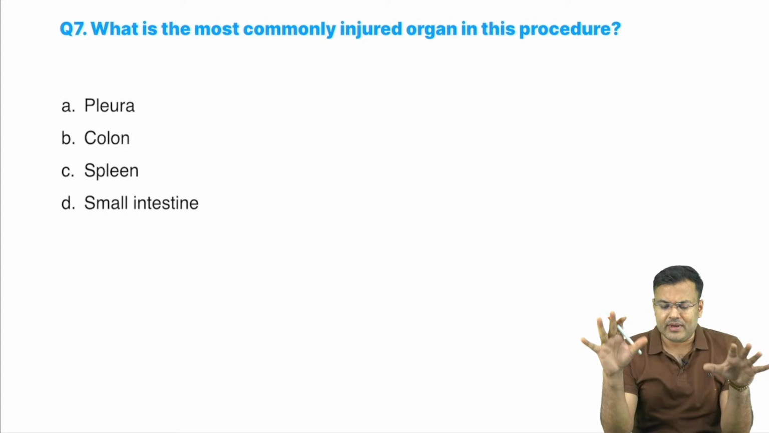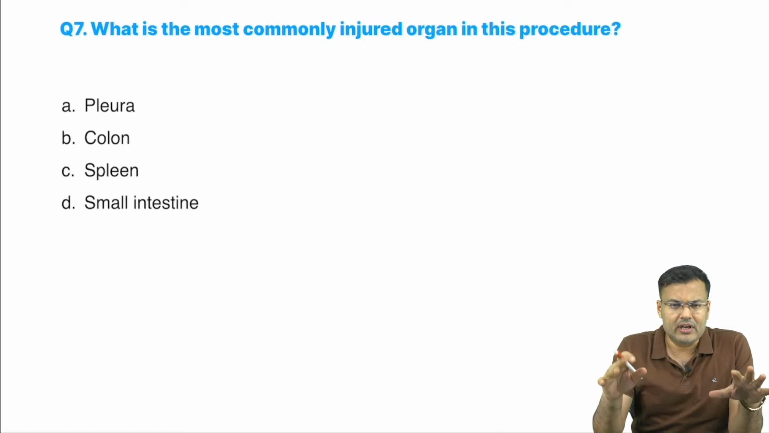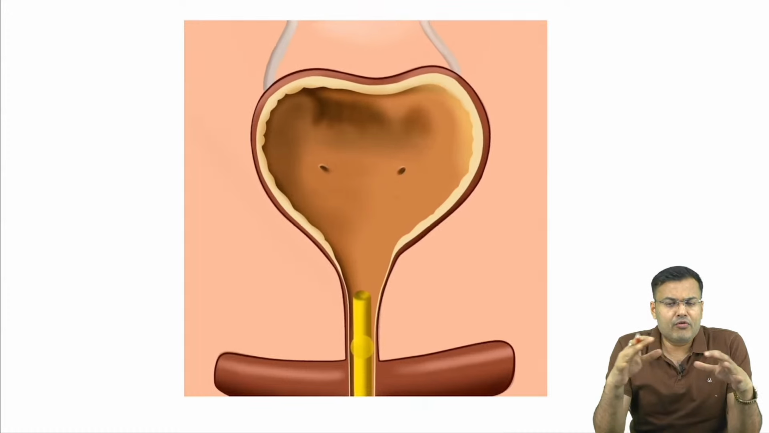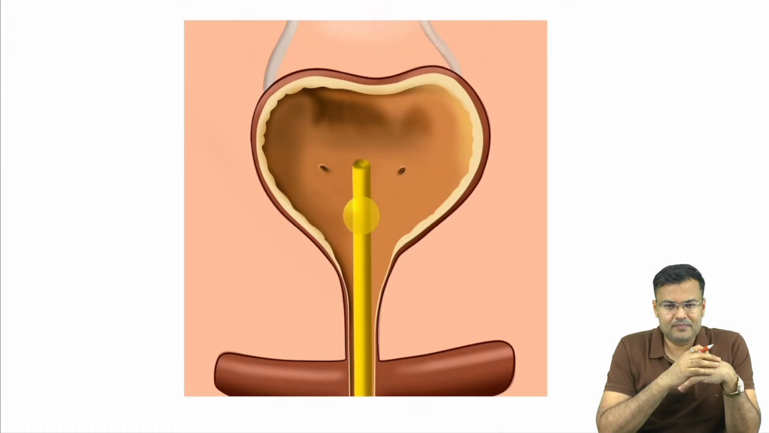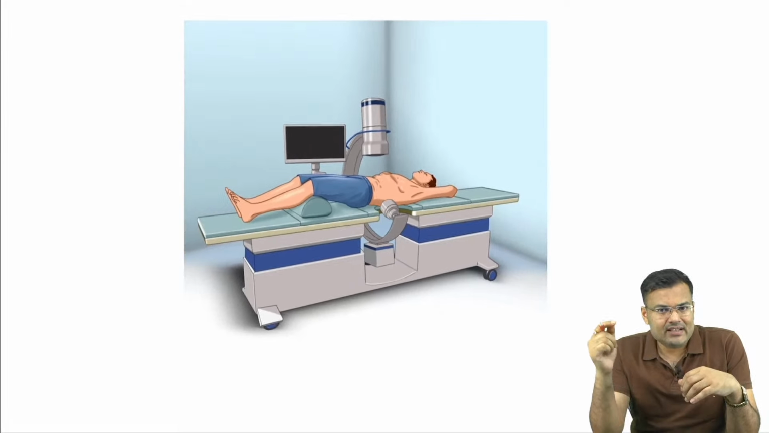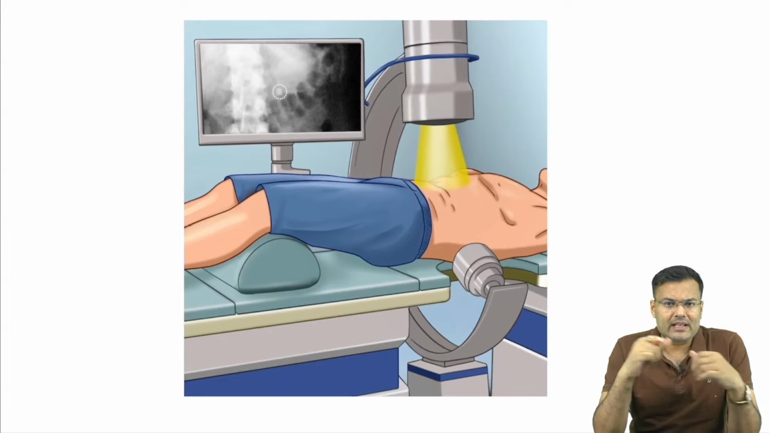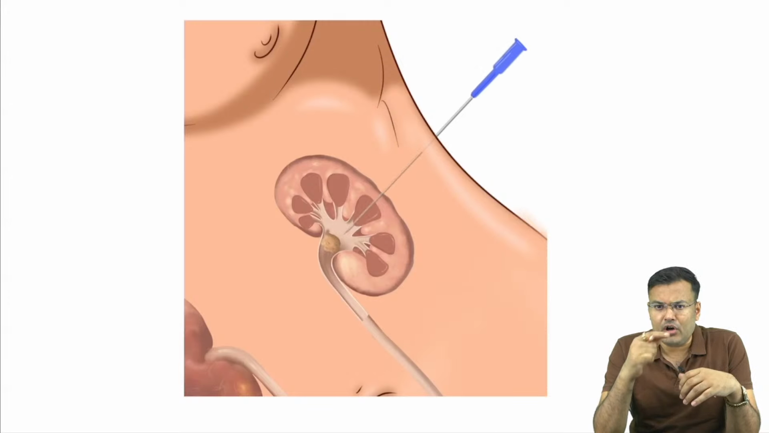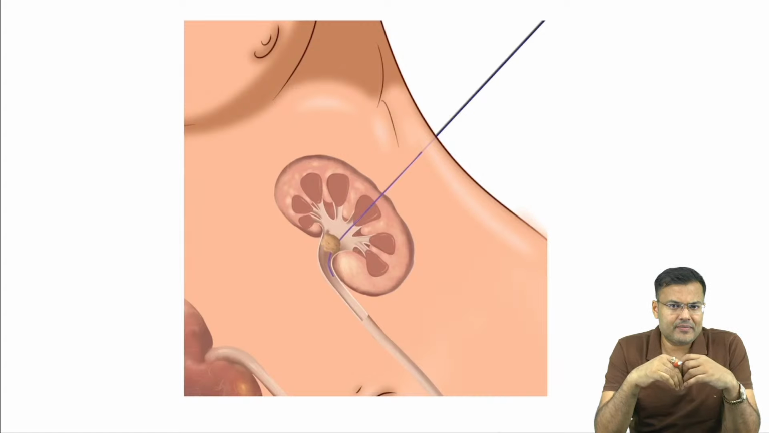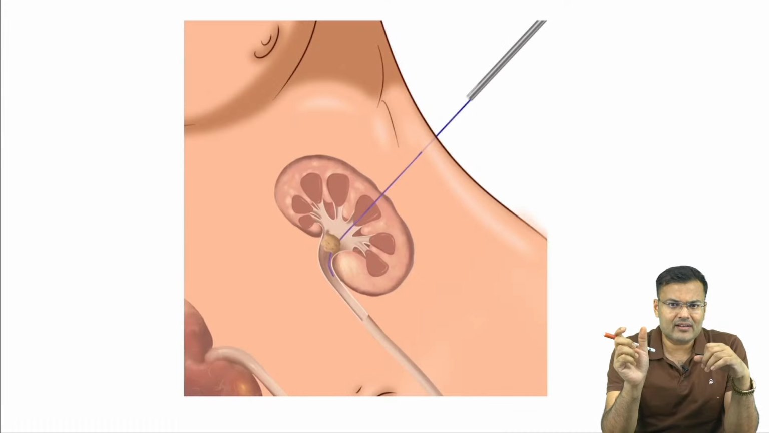What is the most commonly injured organ in this procedure? Now see the procedure. Foley's catheterization is being done. After that you can notice here, I am inserting this hollow needle. First I localize the stone. After that this hollow needle is inserted. There is a guide wire, blue colored guide wire. Via this guide wire, I am going to insert the dilators which are going to dilate the tract.